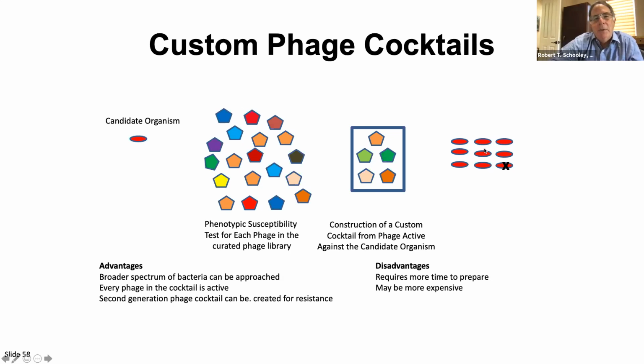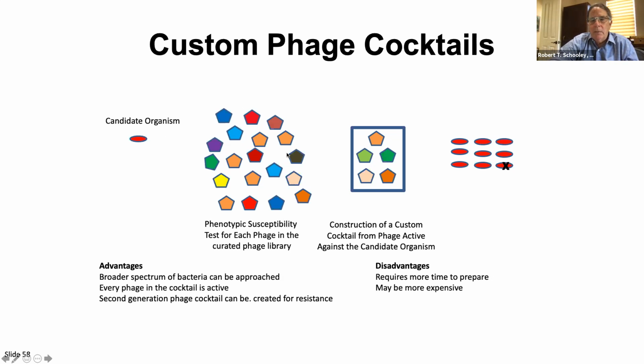And the benefit here, of course, is that the phages that you make in the cocktail are going to be active against the patient organism that you're treating. The downside is this takes a bit more time. It could be done in as short a period as 48 hours or so if you already have the phages in your hands, but it will take longer if you have to go back and find these in nature.